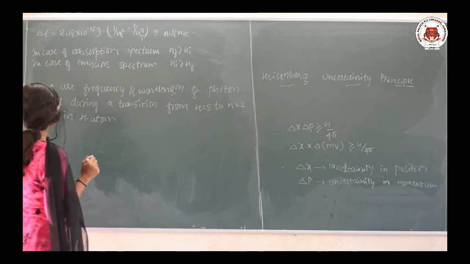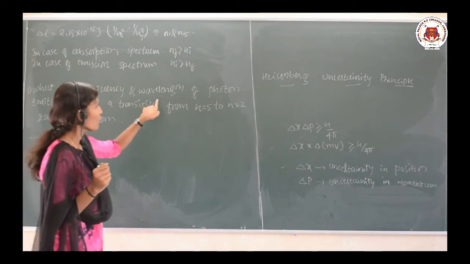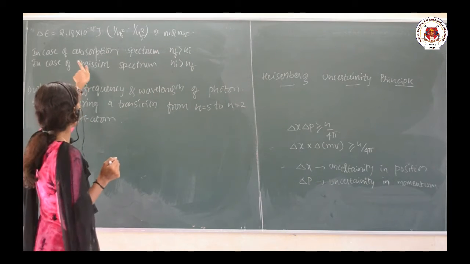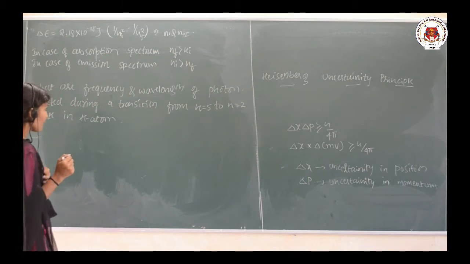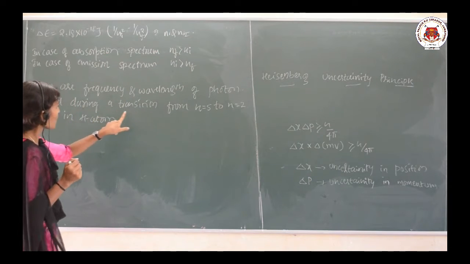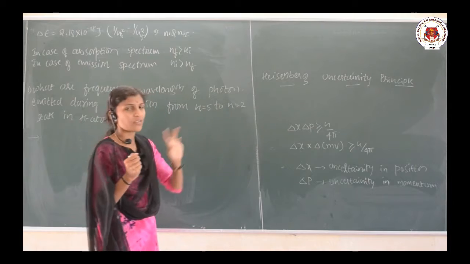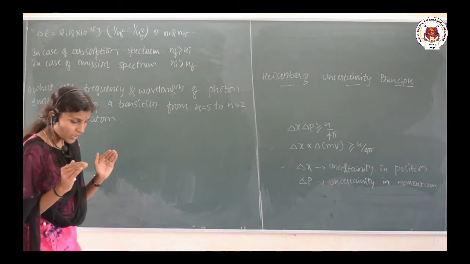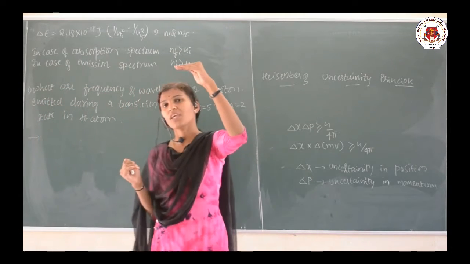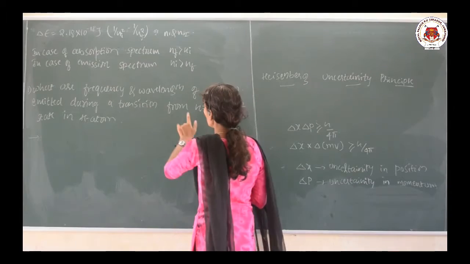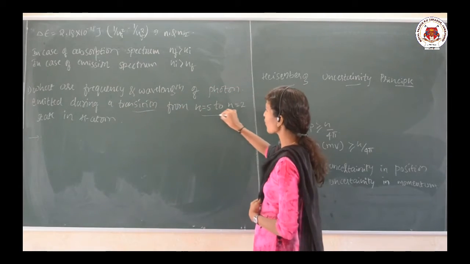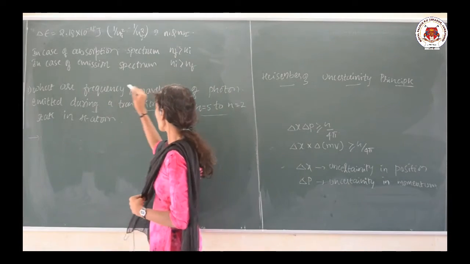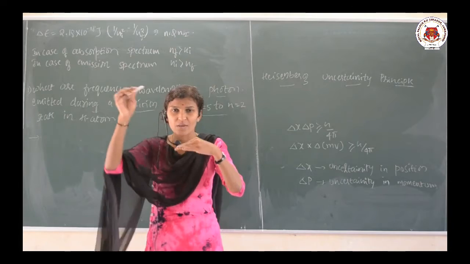So the question is: what are the frequency and wavelength of a photon emitted, meaning emission, during a transition from n equals 5 to n equals 2 level in the hydrogen atom. There is a transition from n equals 5 level to n equals 2 level. So during this time there is an emission of a photon.